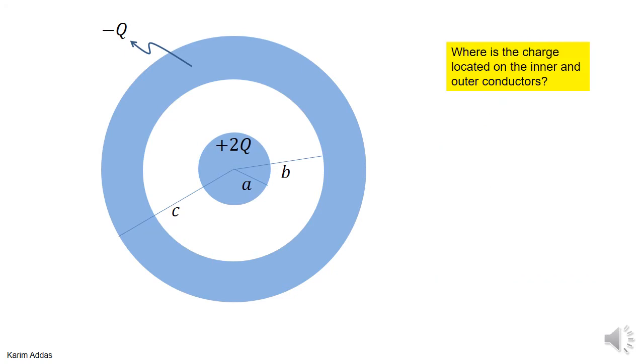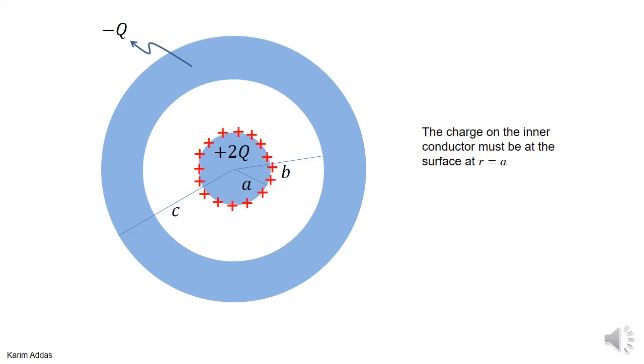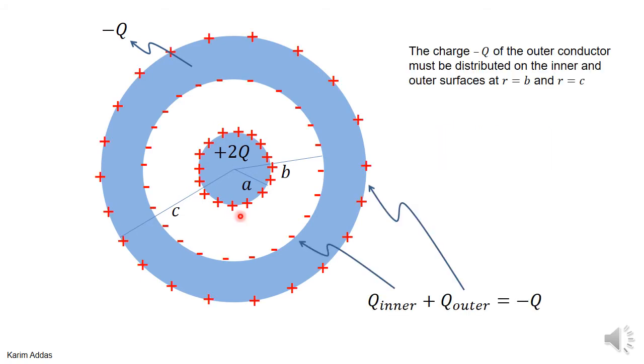So the first question we want to think about: where is the charge located on the inner and outer conductors? Of course, when extra charge plus 2q is placed on the conductor, the charge has to be on the surface in equilibrium. We saw this before. So the charge on the inner sphere is on the surface. And for the spherical shell, the charge also has to be on the surface. So there could be some of the charge on the outer surface and some on the inner surface. We don't know how much Q inner is.